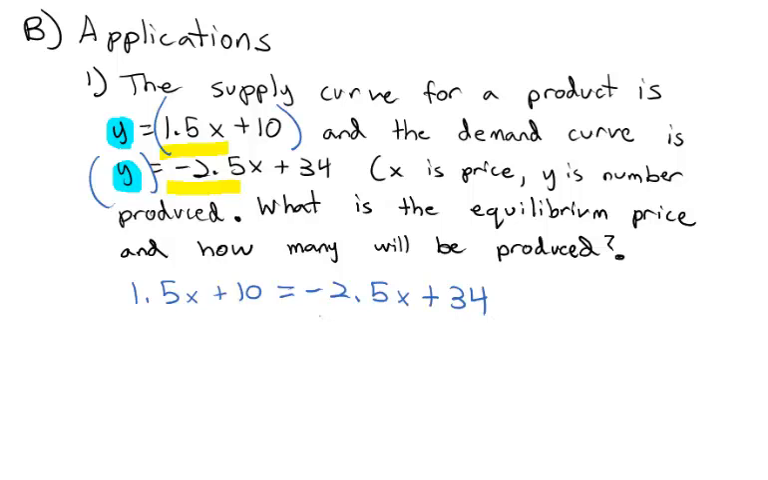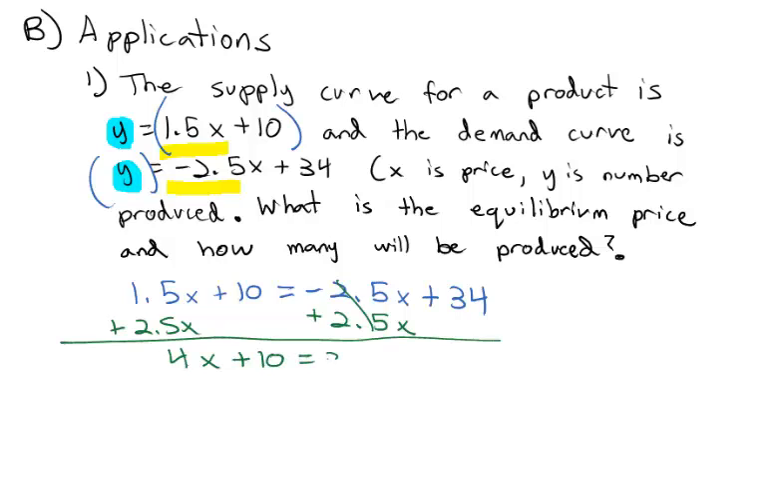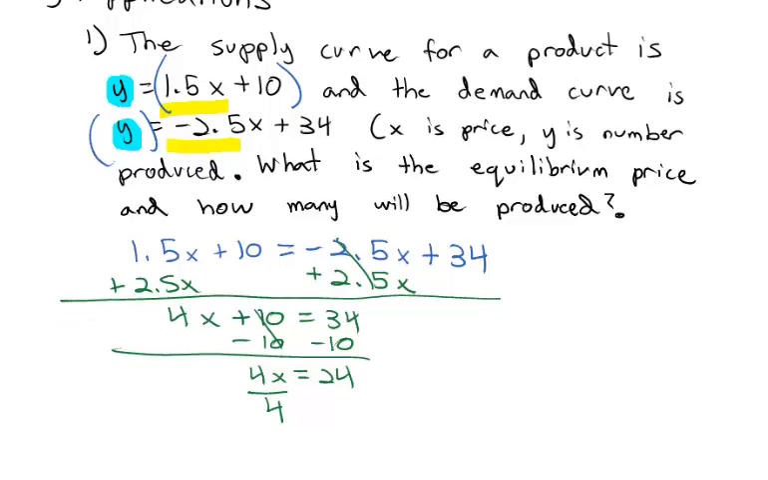We now have an equation we can solve, moving the variable all to one side by adding 2.5x to both sides. We get 4x plus 10 equals 34. Subtract 10 from both sides. 4x equals 24. And divide both sides by 4. And x, the equilibrium price, is $6.